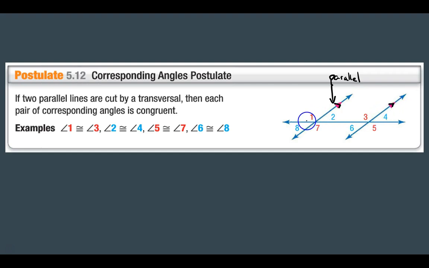So we know that angle 1 right here is congruent to angle 3. And we know that angle 2 is congruent with angle 4. Angle 5 here is congruent with angle 7. And angle 8 is congruent with angle 6. These are all corresponding angles for each other.